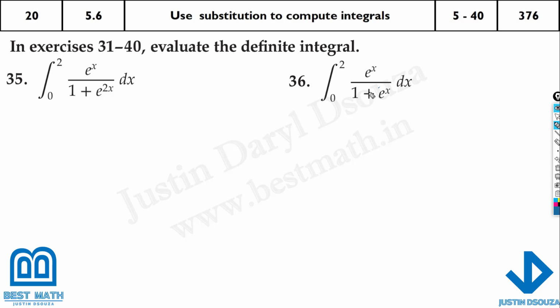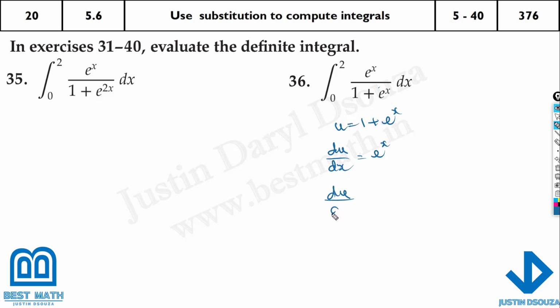I'll first solve the 36th one. Whatever is in the denominator, make it equal to u, 1 plus e to the power x. So why do we do that? Because when we differentiate e to the power x, it's the same thing. So du by dx would be only e to the power x. It's 0 plus e to the power x.